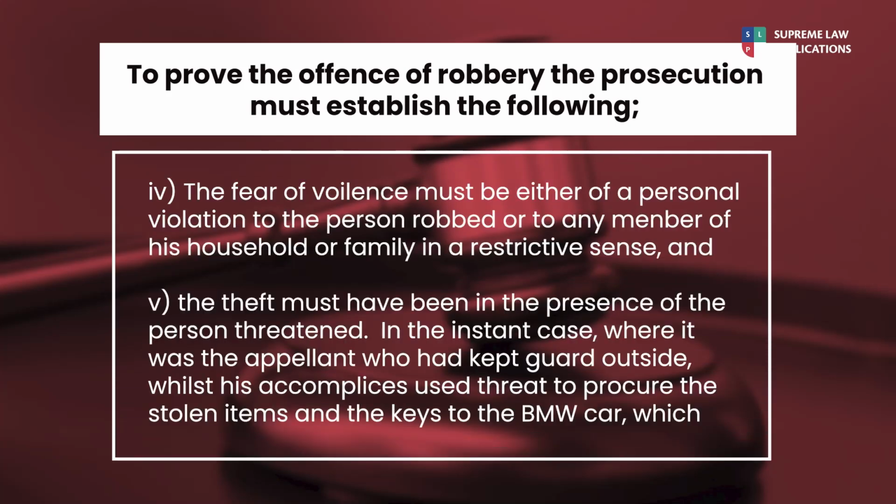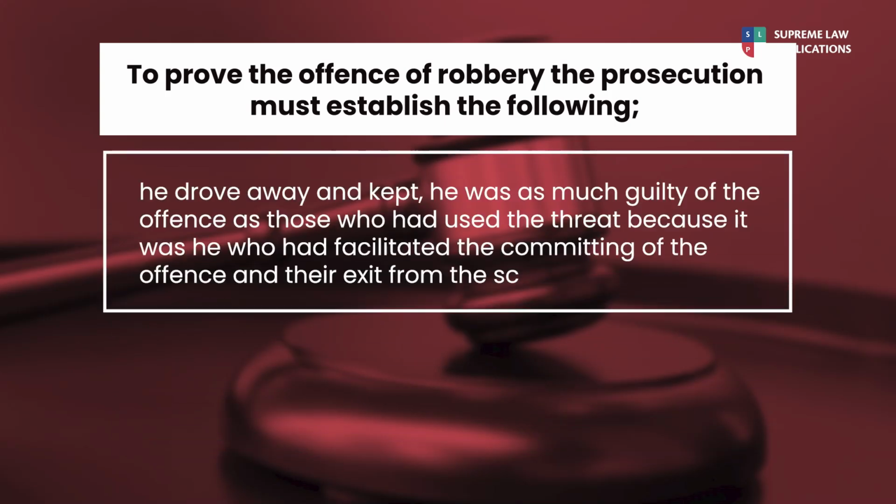IV, the fear of violence must be either of a personal violation to the person robbed or to any member of his household or family in a restrictive sense. And V, the theft must have been in the presence of the person threatened. In the instant case, where it was the appellant who had kept guard outside while his accomplices used threat to procure the stolen items and the keys to the BMW car, which he drove away and kept, he was as guilty of the offense as those who had used the threat, because it was he who had facilitated the committing of the offense and their exit from the scene.